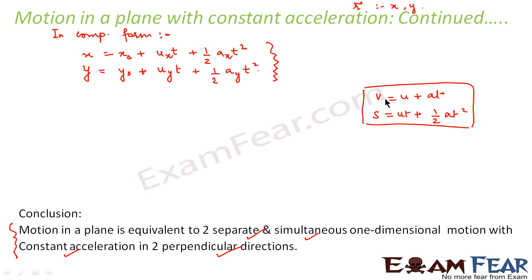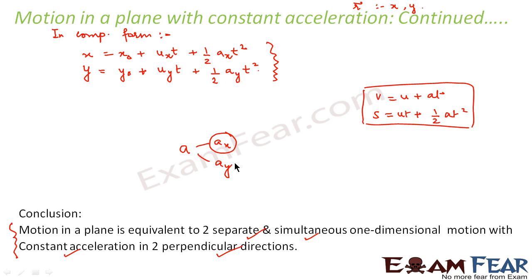Along the y-axis, Vy is equal to Uy plus Ay t. So it seems as if there is a one-dimensional motion along the x-axis and another one-dimensional motion along the y-axis. So we say that we can consider motion in a plane as equivalent to two separate and simultaneous one-dimensional motions with constant acceleration in two perpendicular directions, because we are considering here two accelerations. One is ax and one is ay.